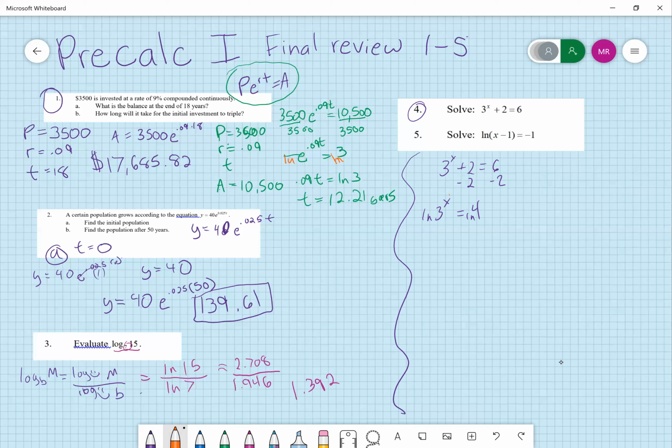Let's try that. Well, why would we do that? This allows us to bring the x that's in the exponent down in front because of the power rule with logs. So we get that x times ln of 3 equals ln 4. And we can solve for x by dividing each side by ln of 3. And if we take in our calculator ln of 4 and divide it by ln of 3, we get an answer where x equals 1.2618, or 1.3.